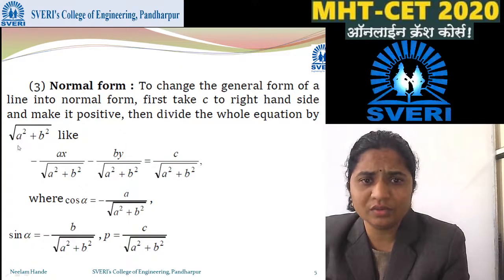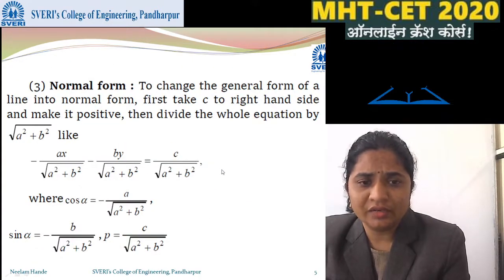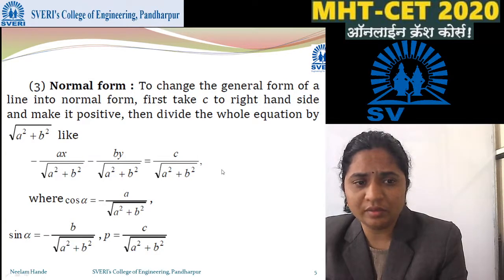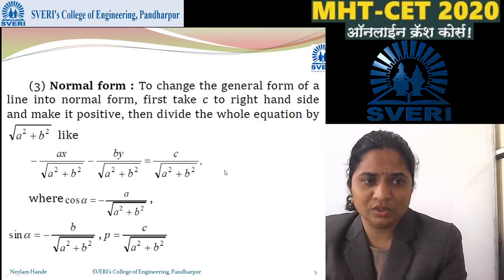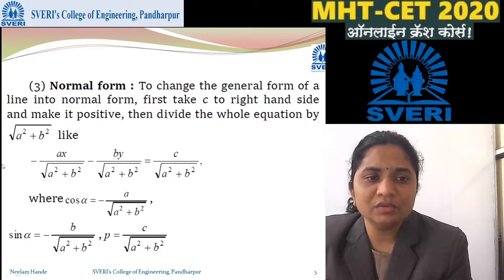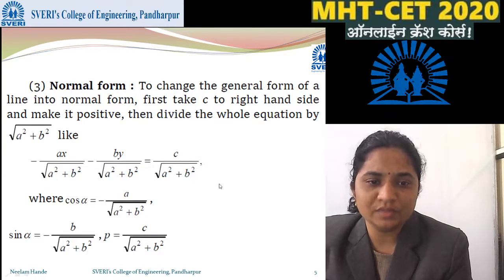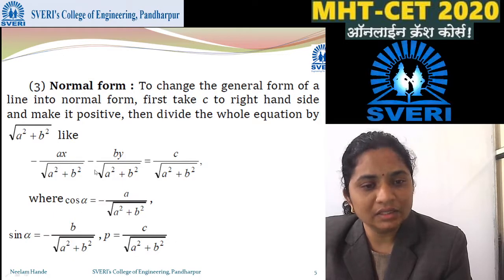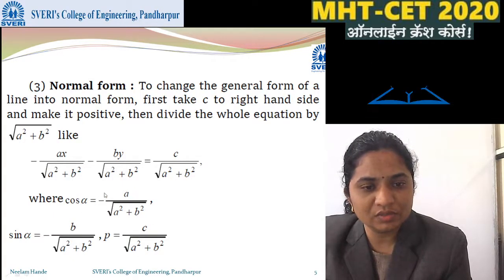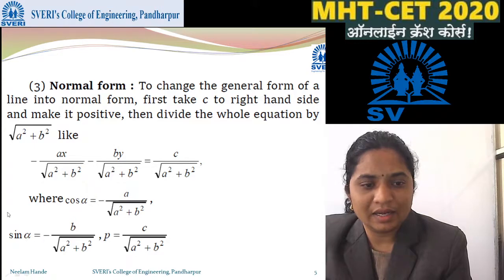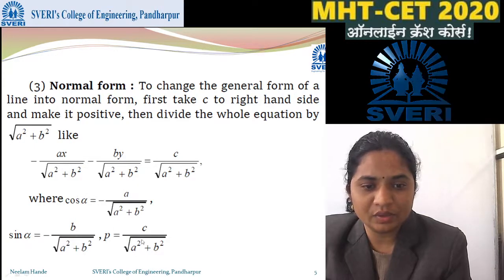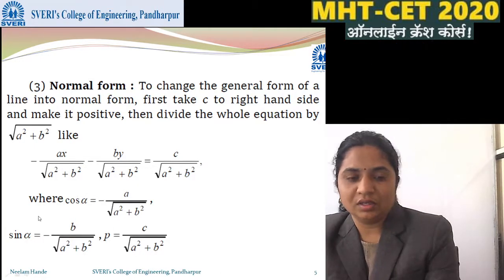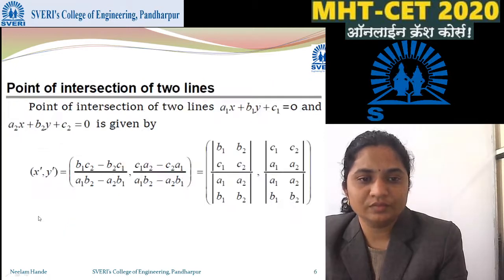Normal form of that equation: again we write c on one side, so minus ax minus by equal to c, and we divide this equation by square root of a square plus b square. That is called the normal form. Finally, we can write minus a upon root of a square plus b square as cos alpha, and this is sin alpha, and c upon this is p. So that is called the normal form.